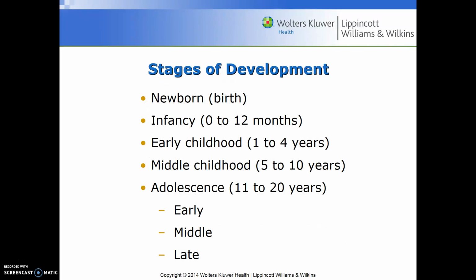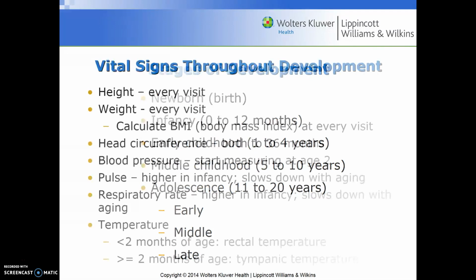Stages of development. This is just for clarity. And look at the tremendous range. So a newborn is birth. Infancy starts after birth through 12 months. Early childhood, 1 to 4 years. Middle childhood, 5 to 10 years. And adolescence, 11 to 20 years. They look at adolescence in 3 different stages, early, middle, and late. And I know that you all understand the tremendous variances in these huge age ranges of development.